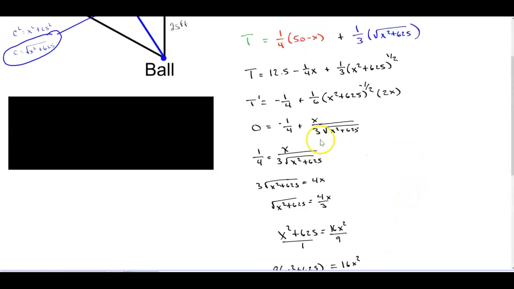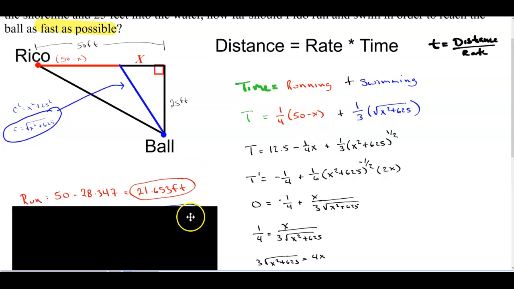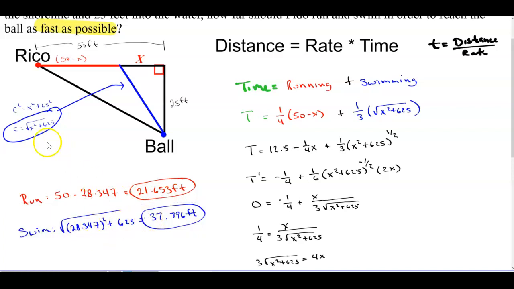x equals 28.347. And then we're going to plug it back in for x. And that will tell me the distance that Fido ran. Actually, that's all they're looking for, is the distance that he ran. So we're just going to do 28.34 minus 50. And that'll be the distance that Fido ran. And for the distance that he swam, plug 28.347 into x here. Square it, add 625, square root, and here's the distance that Fido would run and swim, and that would be the fastest possible route to take to get to the ball.